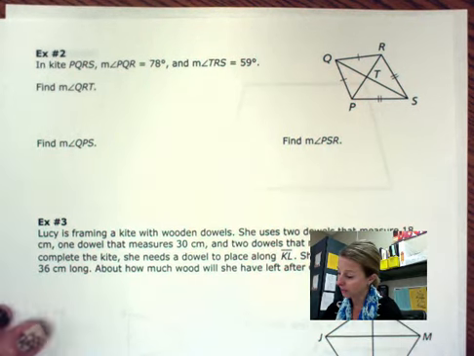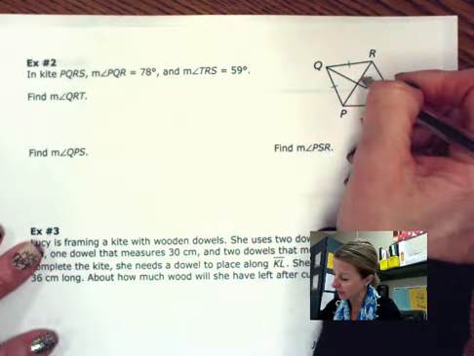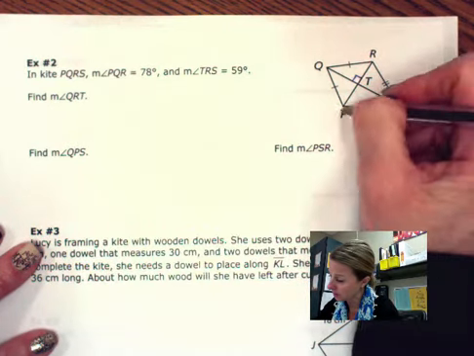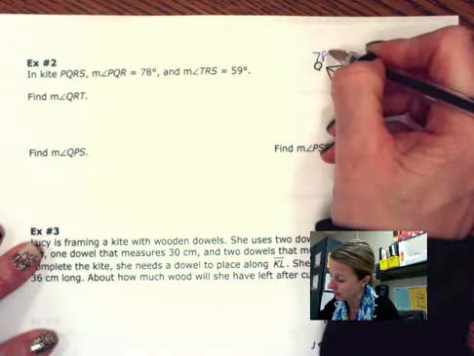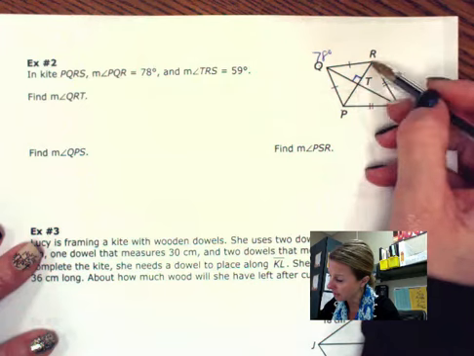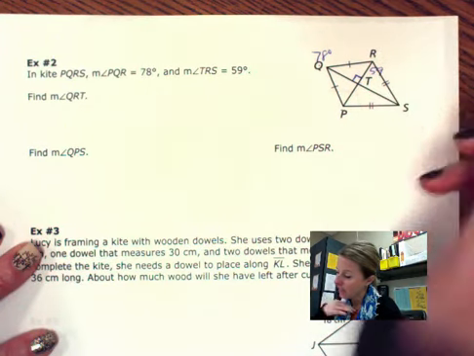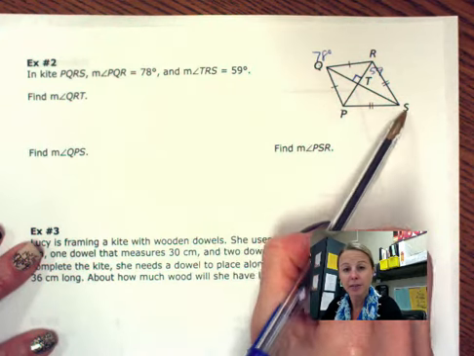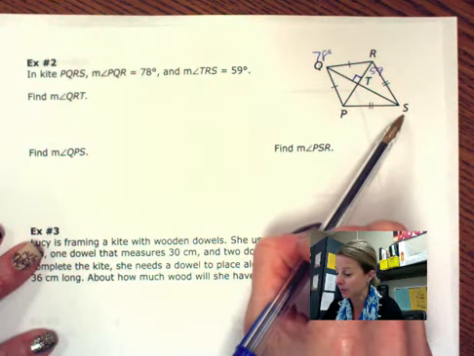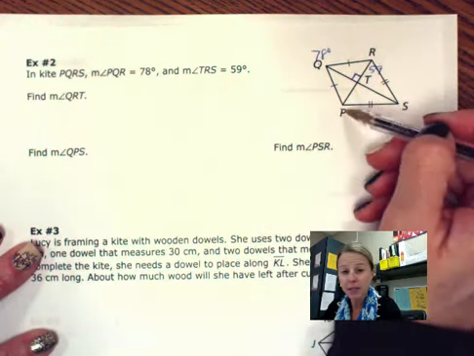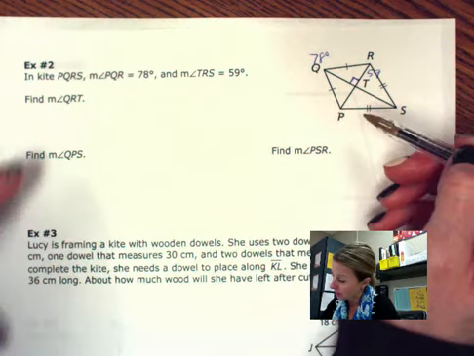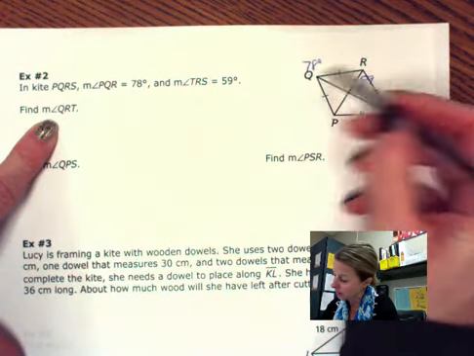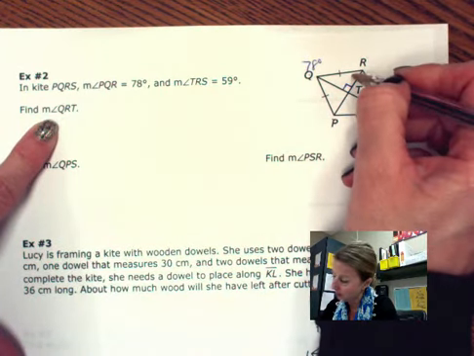Okay, so when you're solving through this, one thing I always like to add is my right angle here. I'm going to label PQR. PQR, the whole thing here is 78 degrees. TRS here is 59. Now, in my kite, remember that Q and S are the vertex angles. They're not congruent. But R and P are congruent. So we'll come back to that in a minute. I need to find QRT. I want to find this angle.